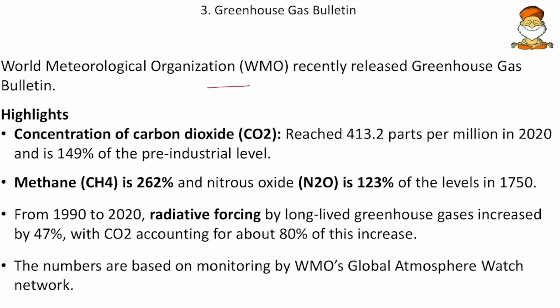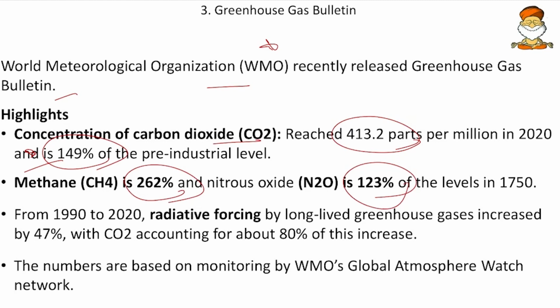Then the greenhouse gas bulletin. The World Meteorological Organization recently released the greenhouse gas bulletin. So remember the organization. Then the key highlights, concentration of CO2. Here the concentration of CO2 reached 413.2 parts per million in 2020 and is 149% of the pre-industrial level. So this 149% is huge and it is extreme data. So mark this as important. Then methane is 262% and nitrous oxide is 123% of the levels in 1750. So again, very much extreme.